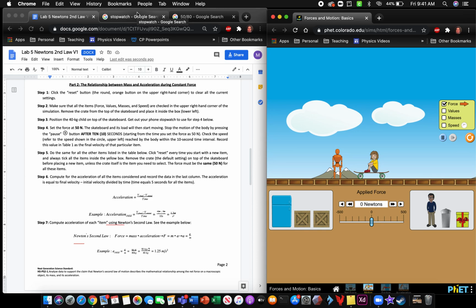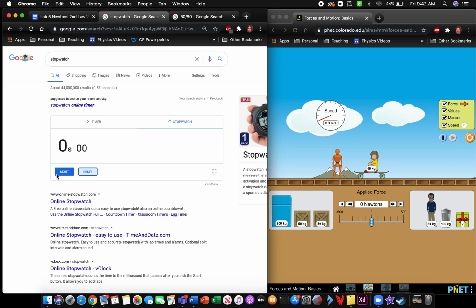The second observation that Newton had, creating his second law of motion, was that acceleration is inversely proportional to mass. That means as mass goes up, acceleration goes down. So we're going to apply 50 newtons, a constant force, but we're going to change our mass, and we're going to see what happens to acceleration. Okay, so we've put the little girl on top of the skateboard. We've checked all of our boxes in the upper right-hand corner. Step 4 says to record for 10 seconds and look at the final speed after 10 seconds.